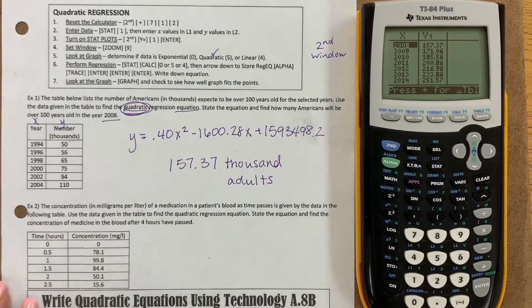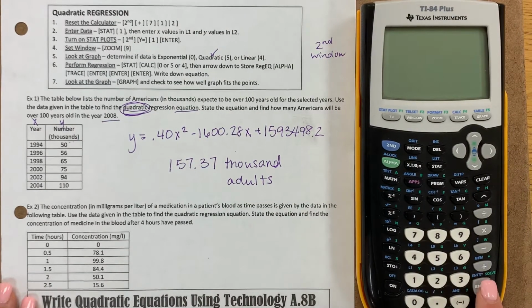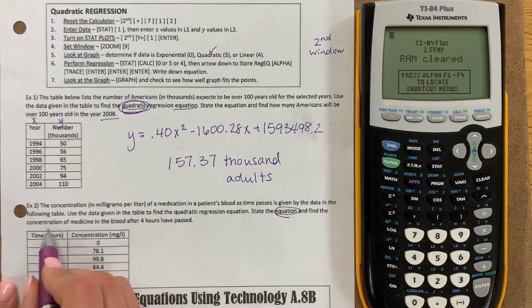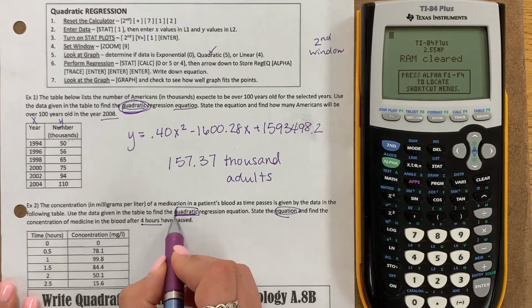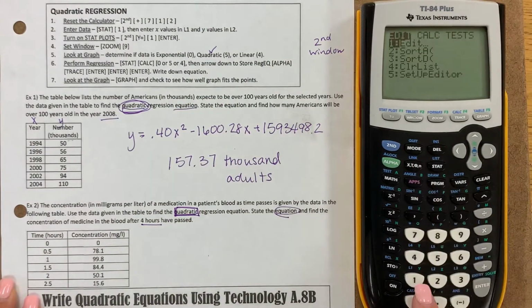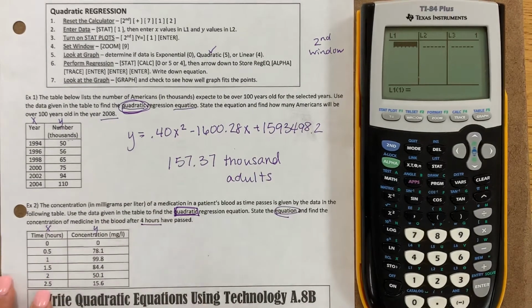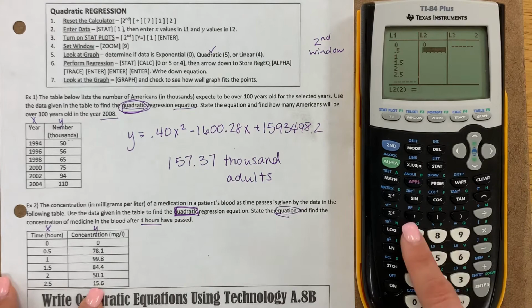Next problem, we're going to start over, clear our calculator. Second plus 7, 1, 2. Notice on this one says state the equation and find the concentration after 4 hours have passed. And once again, it tells me it is a quadratic function. So that'll be this number 5. So we're going to hit stat 1. We're going to fill in our x values, which is our time, and our y values, concentration.